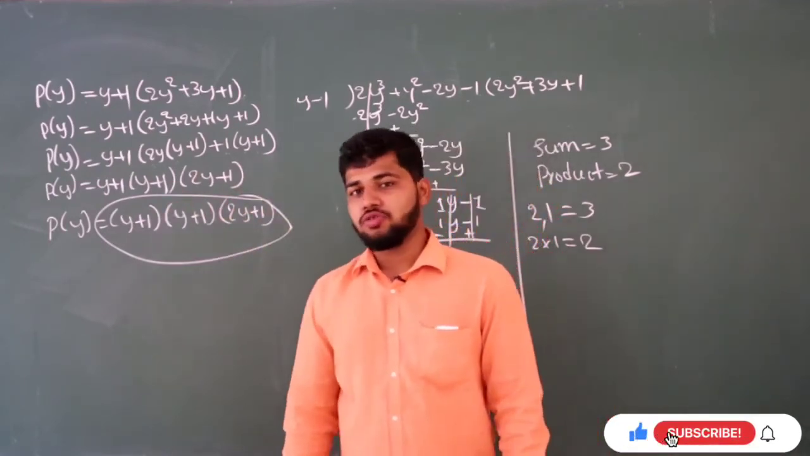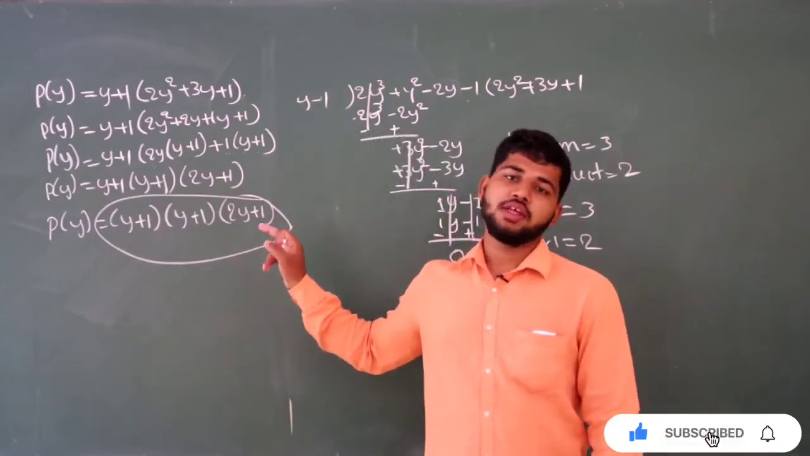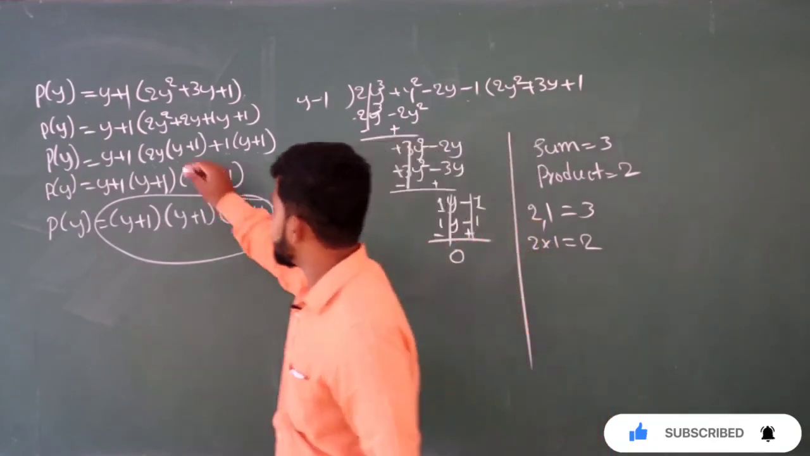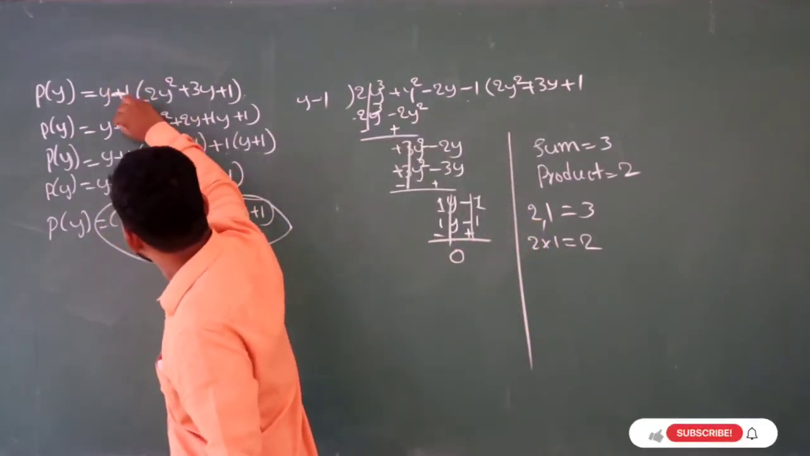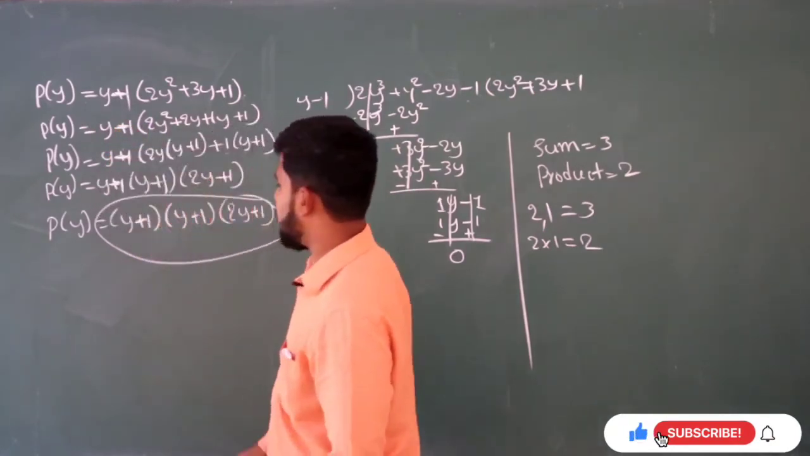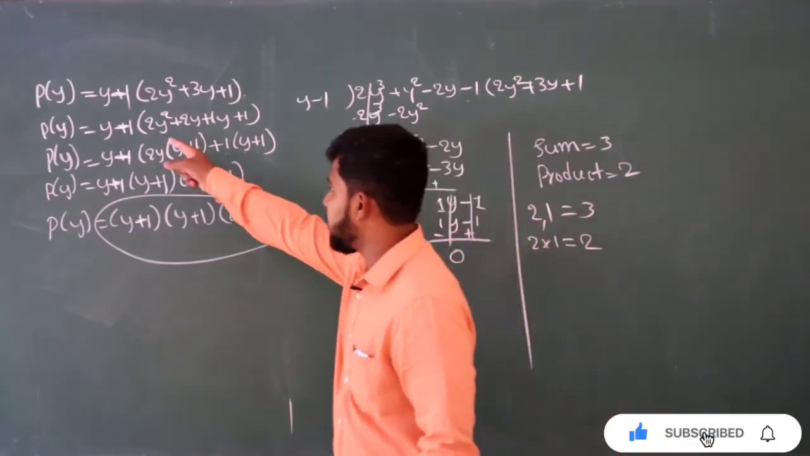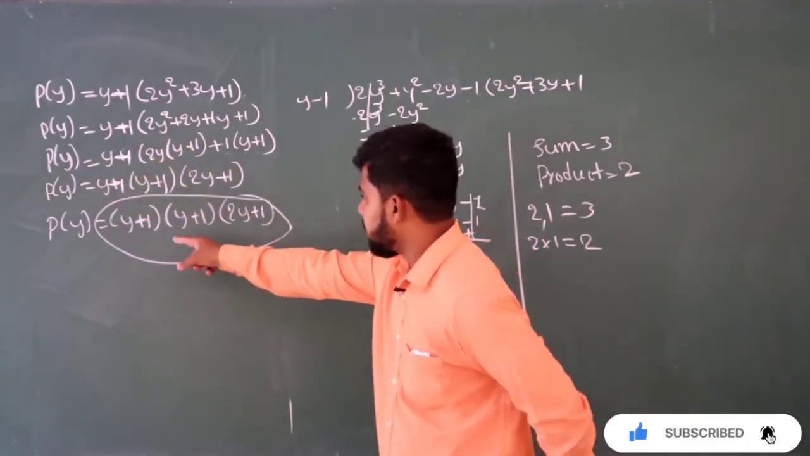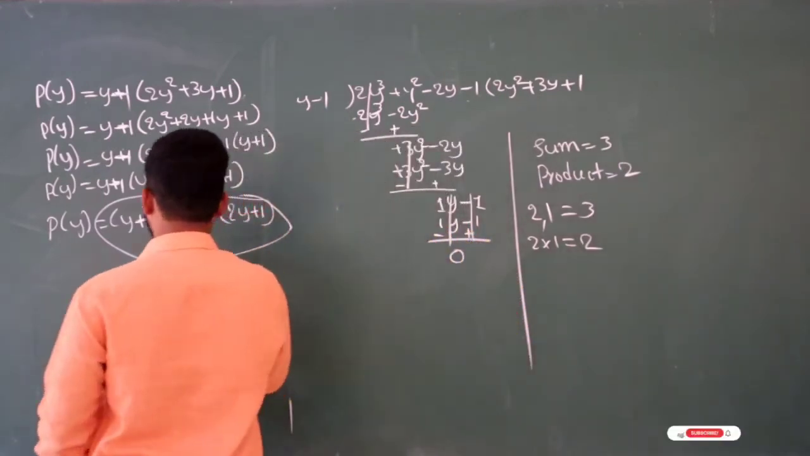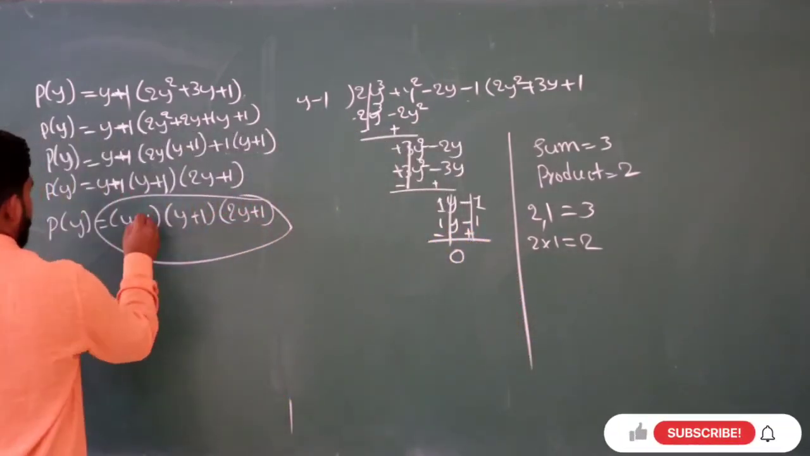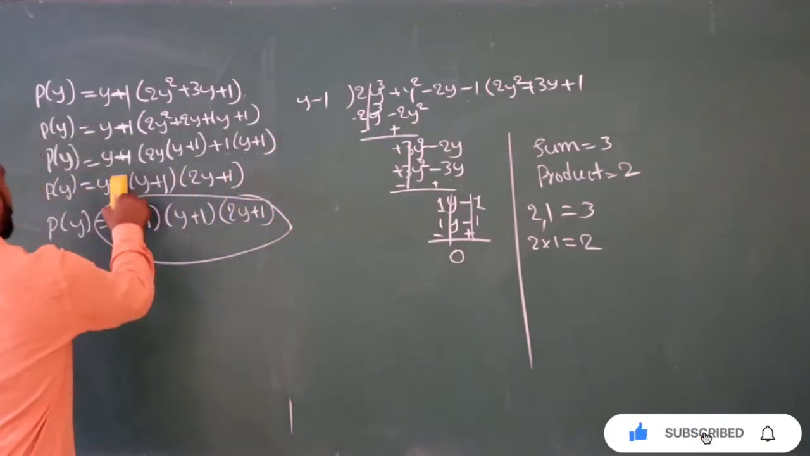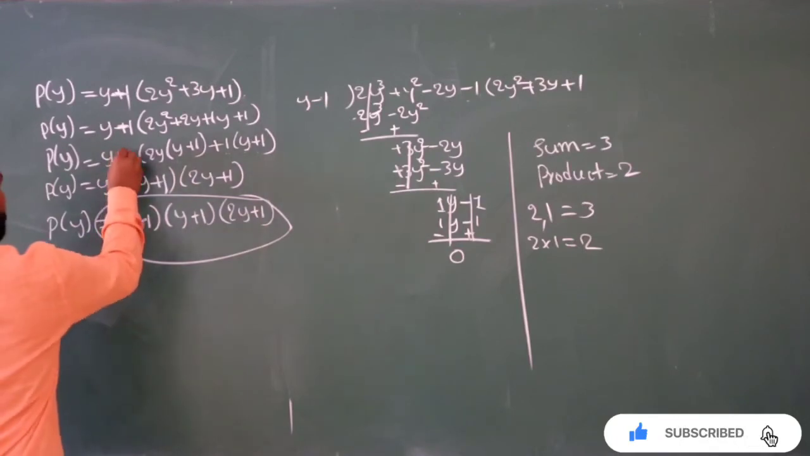Now P of y, already we got P of y is equal to y plus 1, sorry, it is y minus 1. It is y minus 1 and y minus 1, these are the factors, and in a small mistake here the sign changes. P of y is equal to y minus 1, and the factors are y minus 1 and y plus 1 and 2y plus 1. These are the factors. It is minus because P of y is equal to y minus 1.